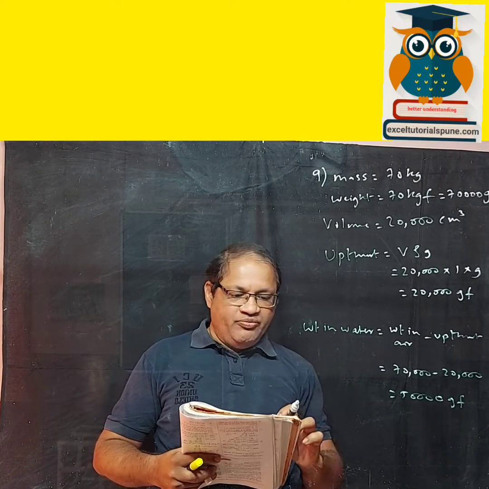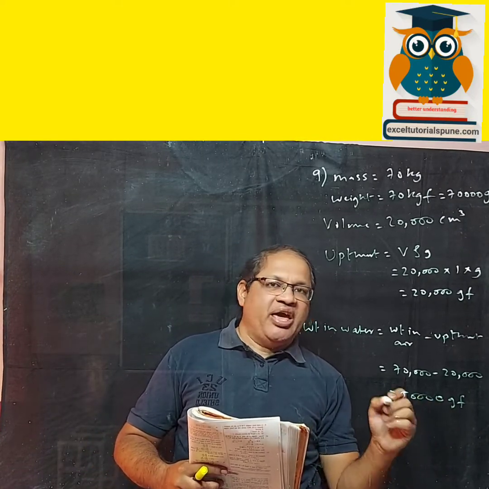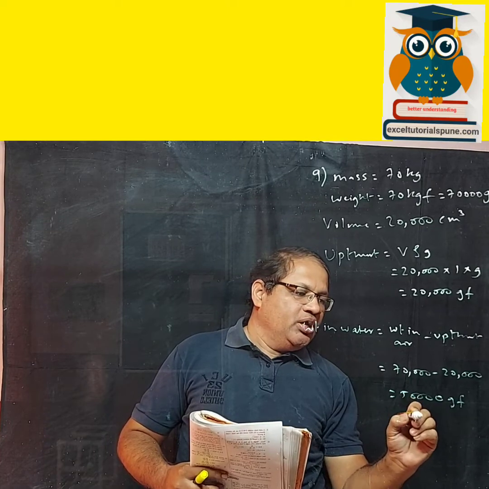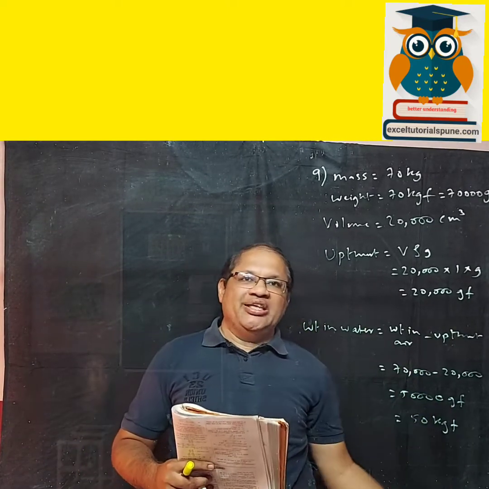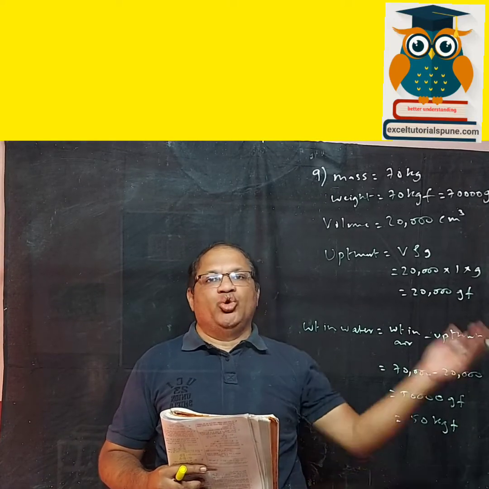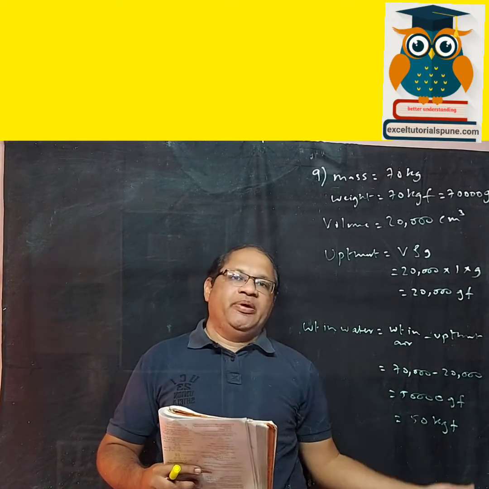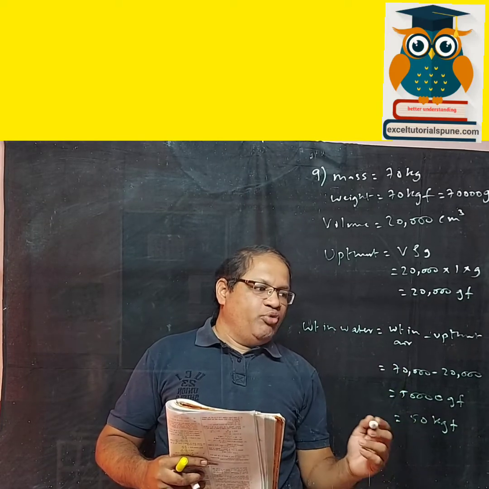So if you want to convert it into kgf, as they have given in the answer, it is 50 kgf. Just divide by 1000 again. When you convert kgf into gf, multiply by 1000. When you convert gf into kgf, divide by 1000. Okay, so weight in water we've got.